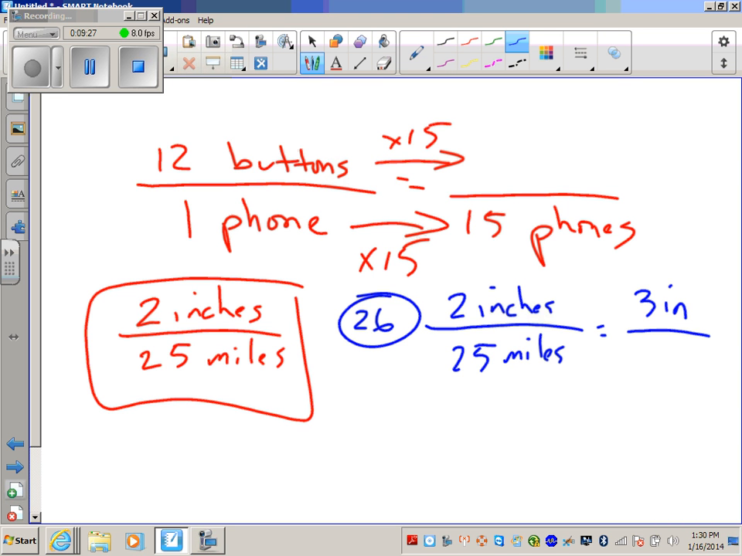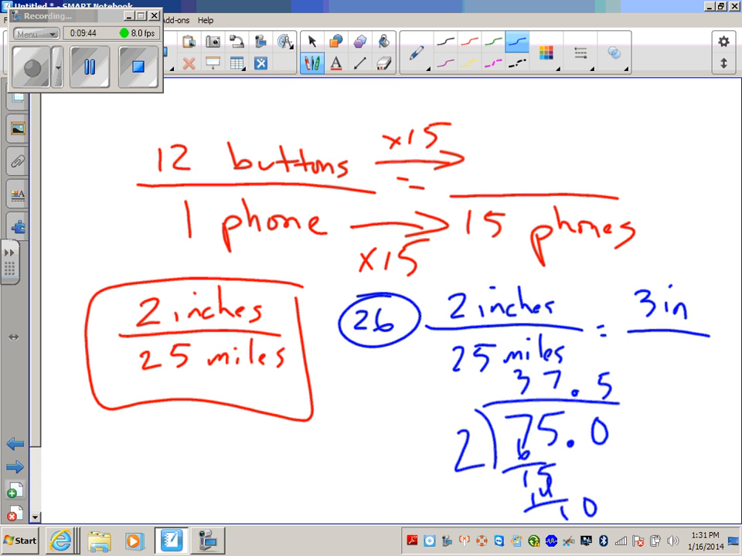My only option? 25 times 3 divided by 2. So we're going to need a decimal. Would equal 37.5 miles. Okay. 27.